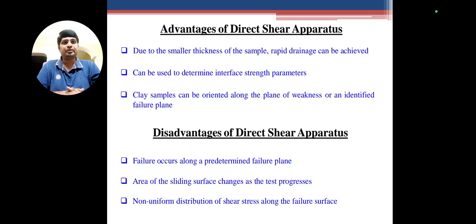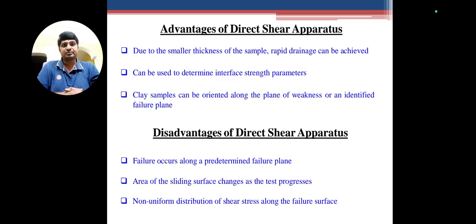What are the advantages of the direct shear apparatus? Due to the smaller thickness of the sample, rapid drainage can be achieved. That is the first advantage of the direct shear test. Second, it can be used to determine the interface strength parameters. Third, clay samples can be oriented along the plane of weakness or an identified failure plane also.